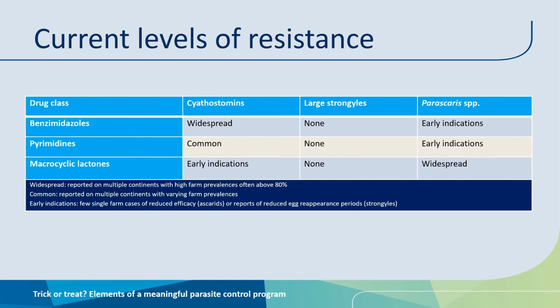We have seen evidence of macrocyclic lactone resistance in ascarids in New Zealand, as well as everywhere else in the world for that matter. And so the main take home here is that we might still get effective drugs against each of the important parasites, but not likely to get treatments that will work against all at the same time. So combination products may be one way to go about it, but certainly we still need to know what we're treating.